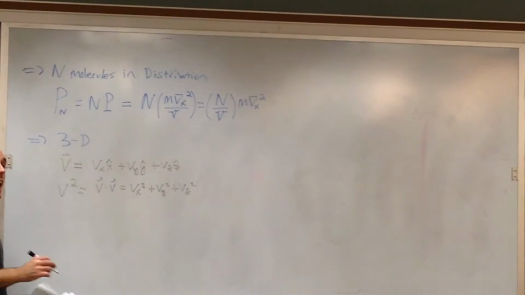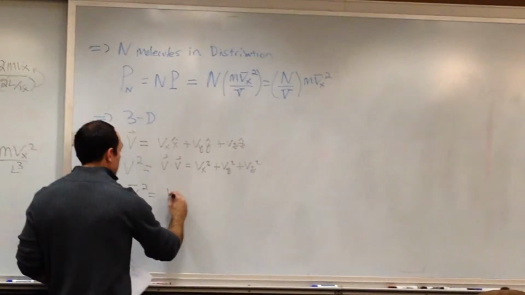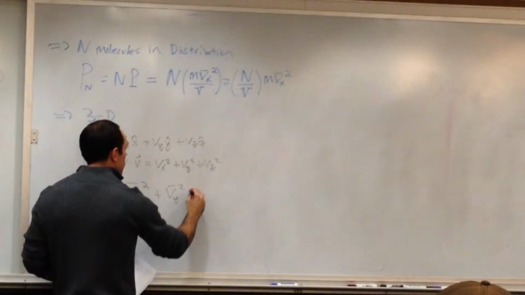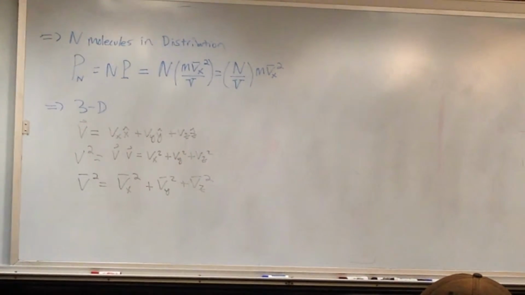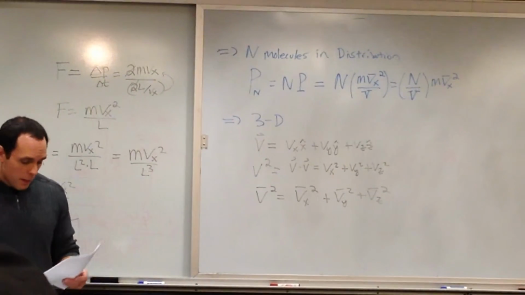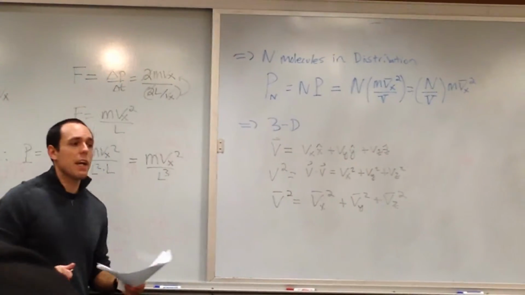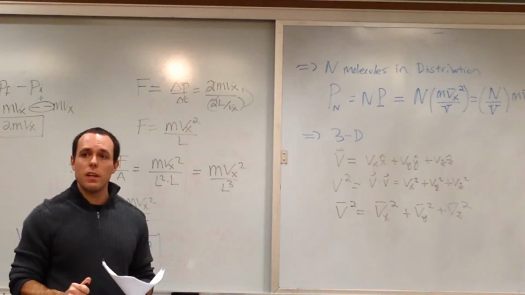Now let me also take the average. The average velocity squared is just equal to the average x velocity squared plus the average y velocity squared plus the average z velocity squared.